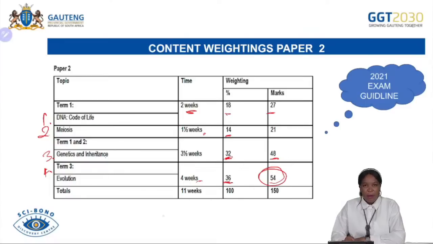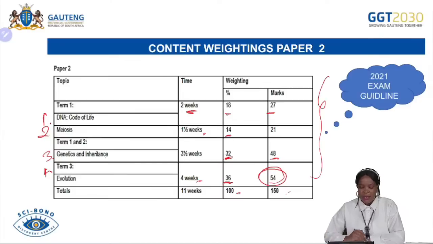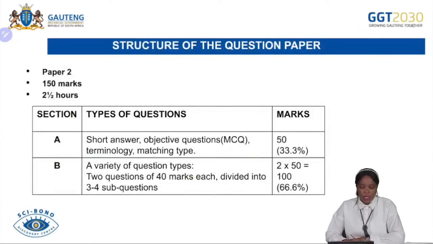Then the entire paper for paper 2 will be out of 150, and then all the weightings total to 100%. So please make sure that you are ready for this. These are the topics that you need to study, and all of this information comes from your exam guideline. So please make sure that you study that exam guideline and you know how to use it.